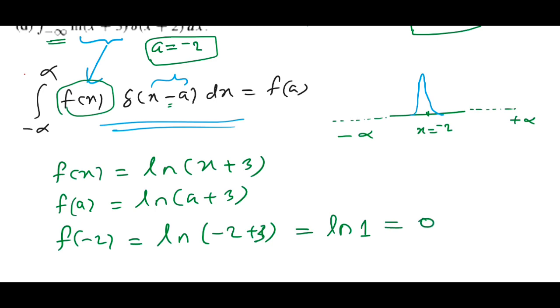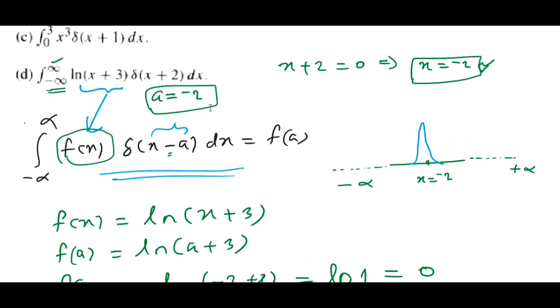Good. Then in the present case, the answer here is f of a that we obtained. This f of minus 2 is equal to 0. Therefore, the answer to this question is equal to 0.